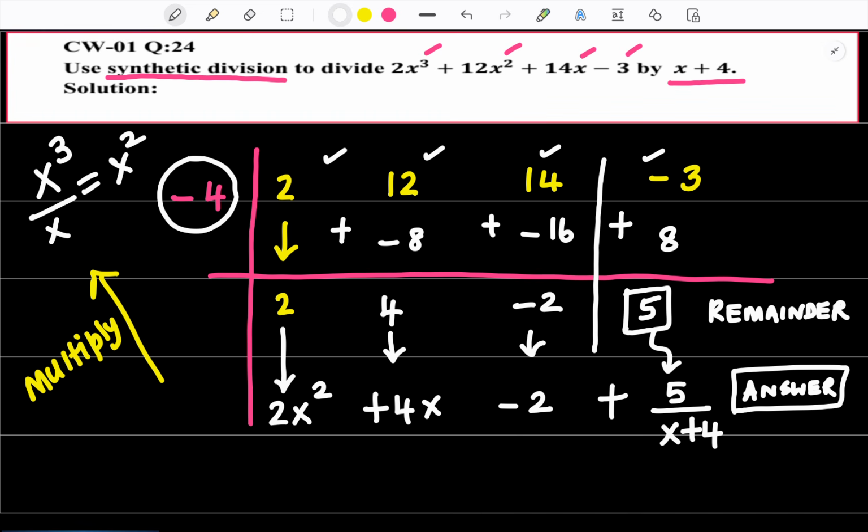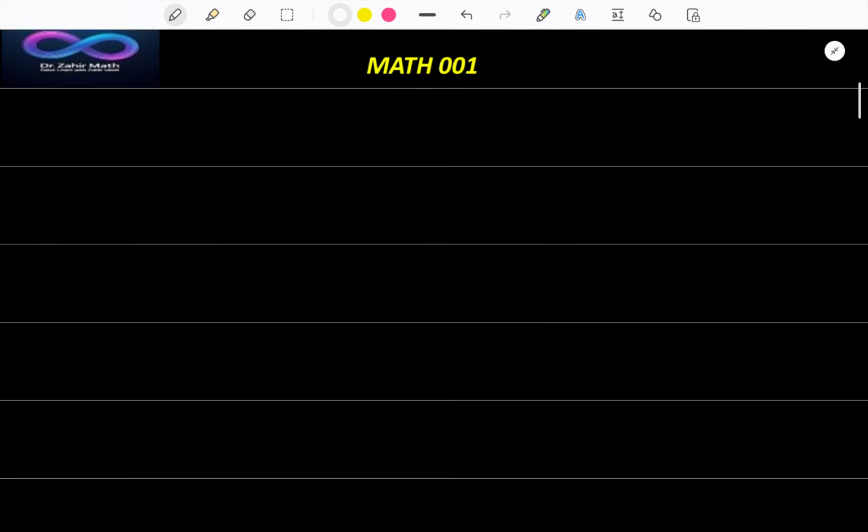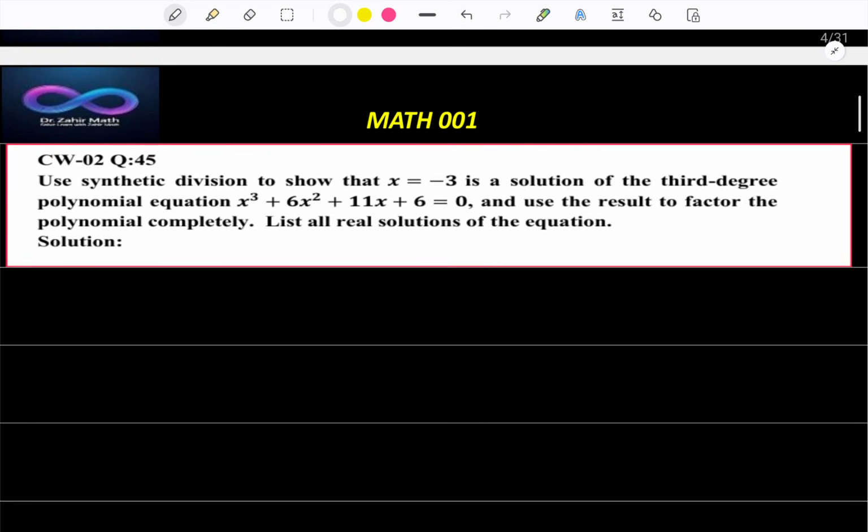Then we are going to multiply and add, right? In this way, the synthetic division is what? It is soft and smooth. You can say like that. Okay? Right. Such a nice exercise, this one. Let's go to the next one.